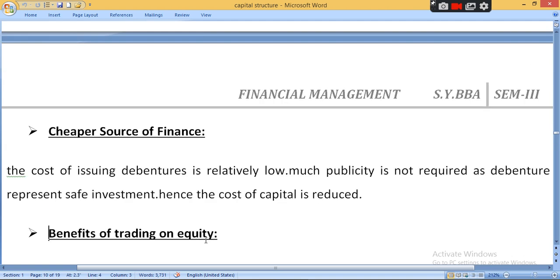Then cheaper source of finance. Generally debenture is already considered as a safe security, safe investment, so there should be no requirement of much publicity, clear? So publicity and advertisement is not required because debenture is already considered as a safe investment. Why safe investment? Whether company earns profit or loss, it doesn't matter, company has to pay fixed interest, so it is already considered as a safe investment, so cost of capital is reduced. There should be no kind of brokerage, underwriting, advertising, publicity, clear? So it is a cheaper source of finance.